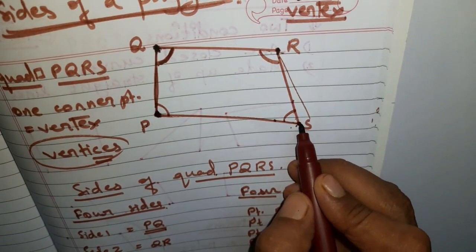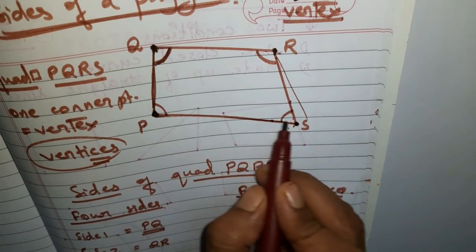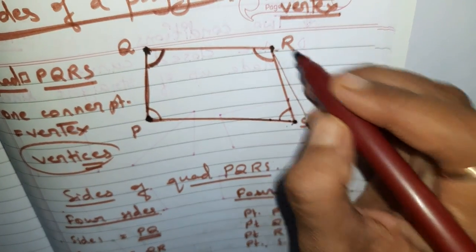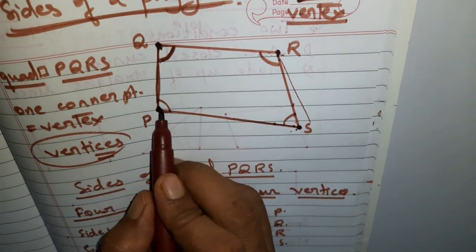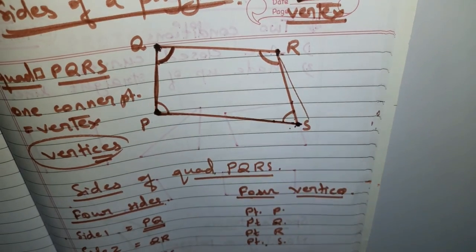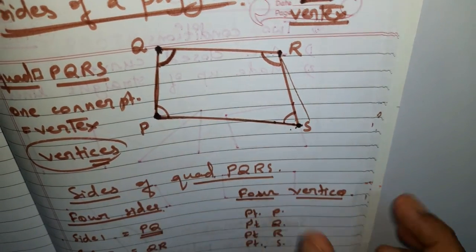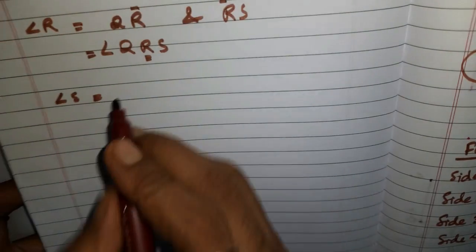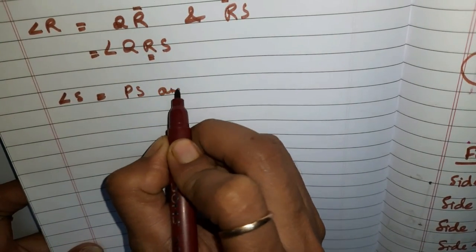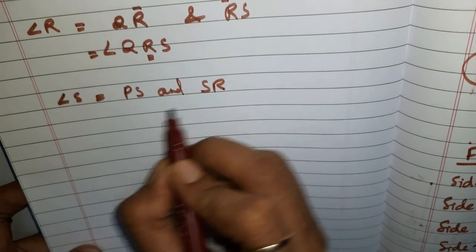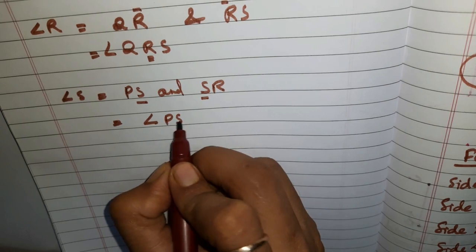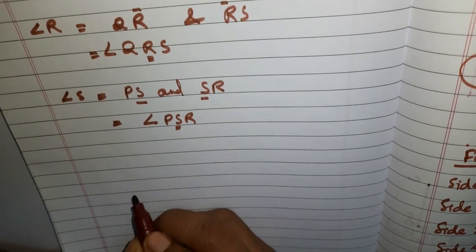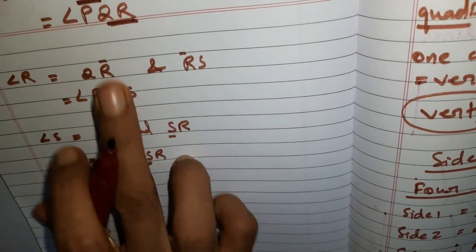Now the next angle is S, angle S. So let us find the arms of this angle, or the sides of this angle. This is the angle S. So the sides are PS and SR. Okay, the two sides or the two arms of this angle are PS and SR. We have taken separate angles, right? So here it is PS and SR. What is common? S is common. Let us write angle PSR.